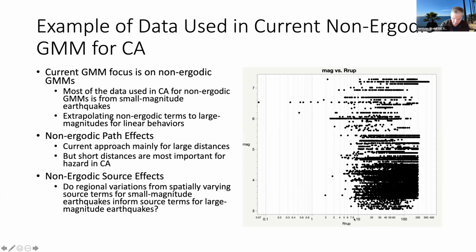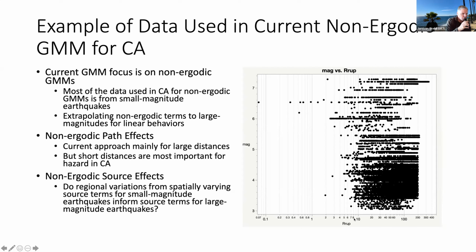And then we only use these effects on things that we think are linear behavior in the crust, like the path effects and linear site terms. The source becomes a more questionable problem. Is the source really linear? But we have to make that assumption to be able to extrapolate these effects from small magnitudes to large magnitudes.